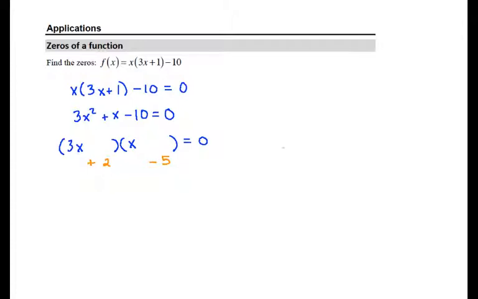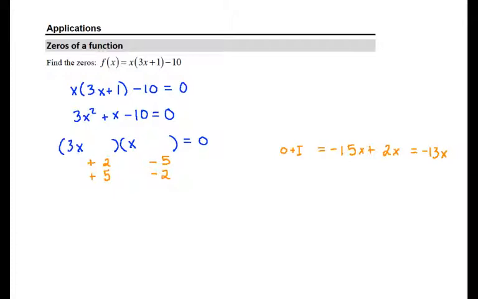We can just do a quick little outer plus inner check as if we were using FOIL to multiply these factors out. My outer factor here would be negative 15x, that's 3x times negative 5. My inner term would be plus 2x, that is 2 times x. So this is negative 13x. That tells me that these are not the correct numbers. So let's try here plus 5 minus 2.